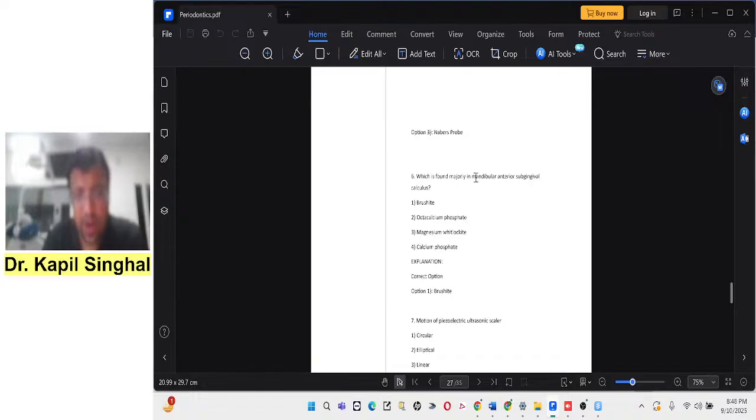Which calculus is found in mandibular anterior subgingival? Brushite. It is the most common in the mandibular anterior in subgingival areas, that is brushite. Okay.